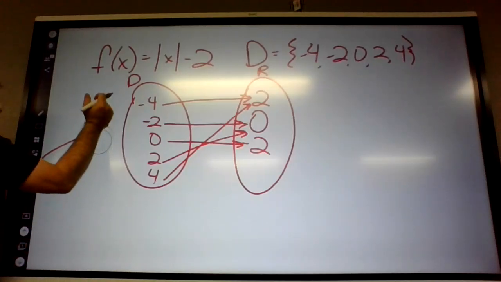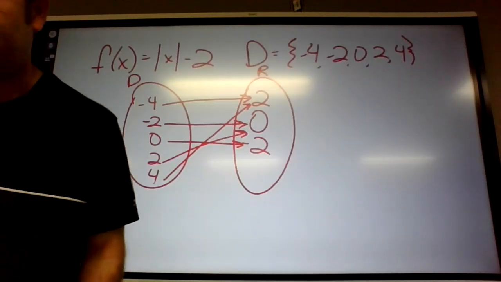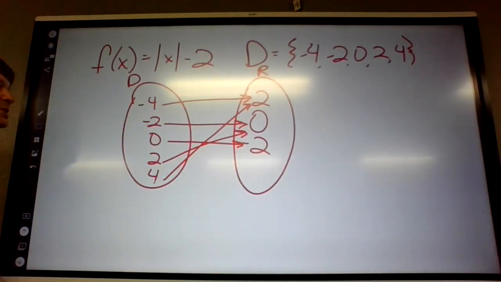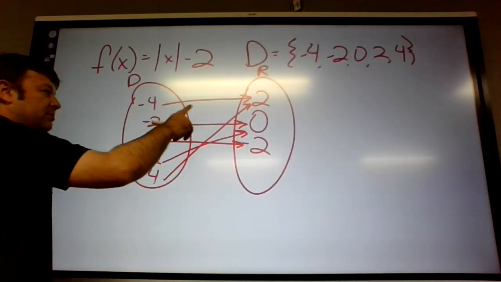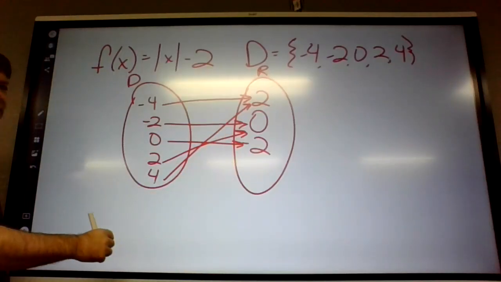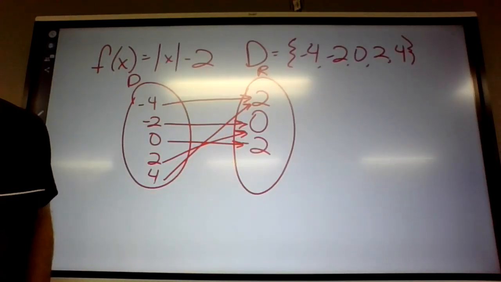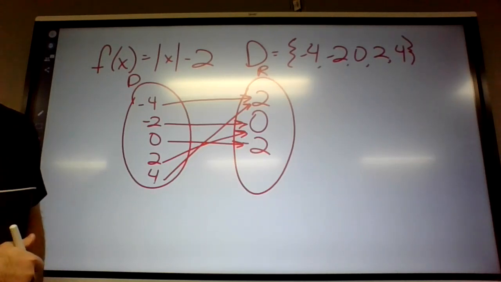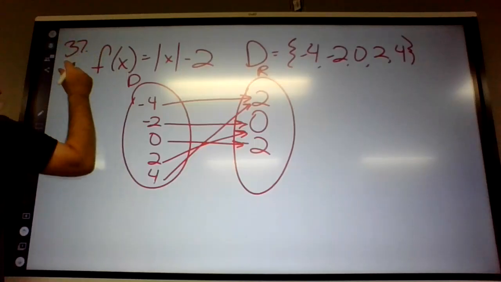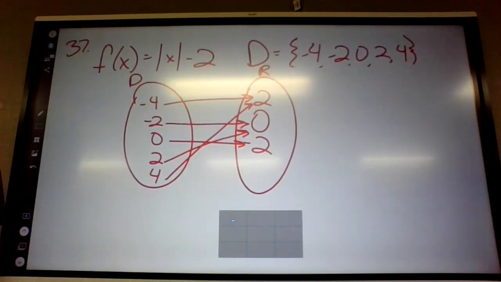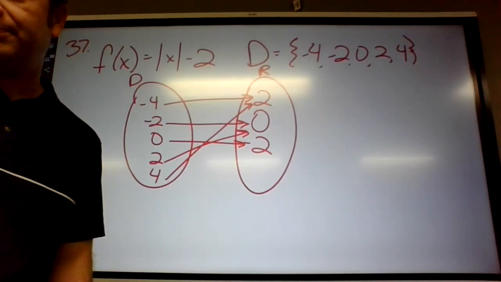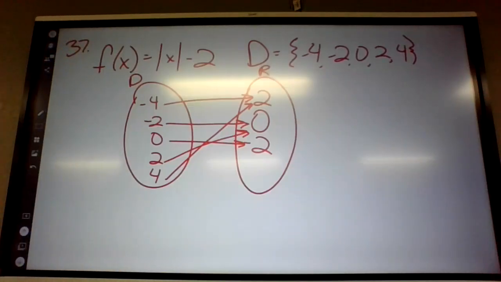A lot of times they ask, are these functions? It is a function. Each x value is only being used once. But they didn't ask, actually. They say in the problem, draw a mapping of the function 37. Okay, 38 says make a table. 39 says graph.